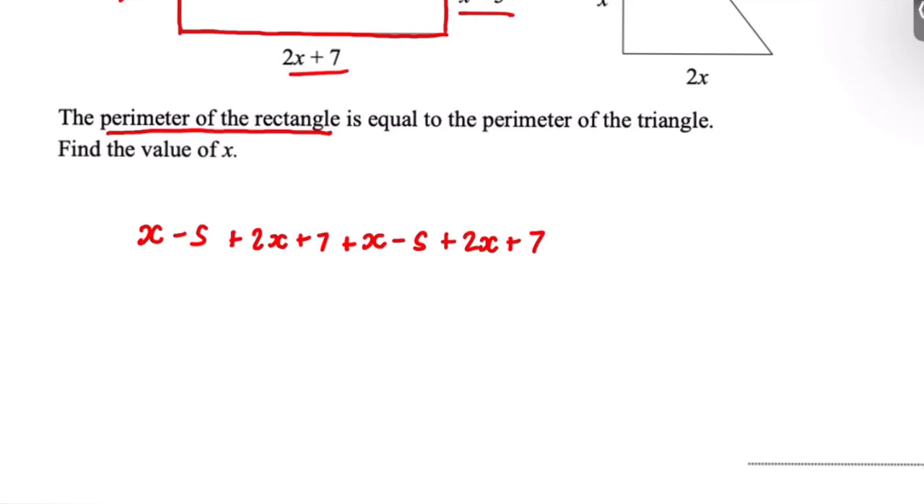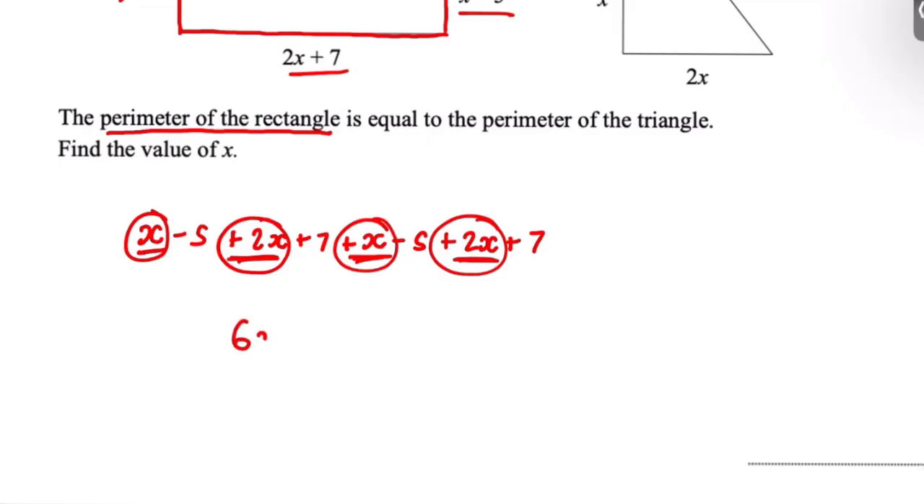When we're collecting like terms, as you can see, we have x over here, 2x over here, x over here, and 2x over here. So we're going to add the x's together first. So x, add 2x, add x, add 2x. So x add 2x is 3x, 3x add x is 4x, 4x add 2x is 6x. So we have 6x in terms of x's that we have.